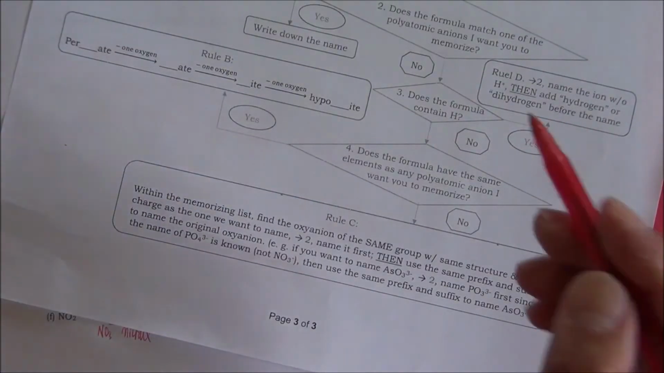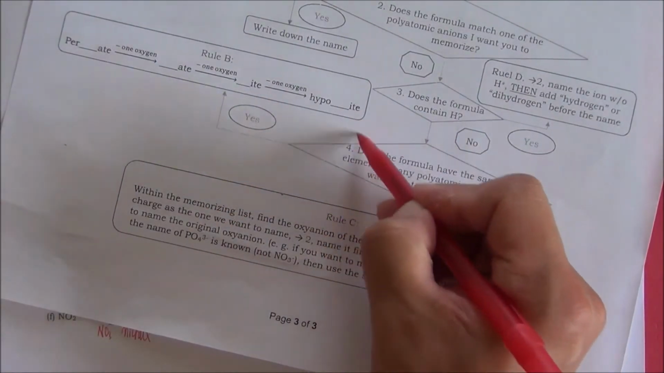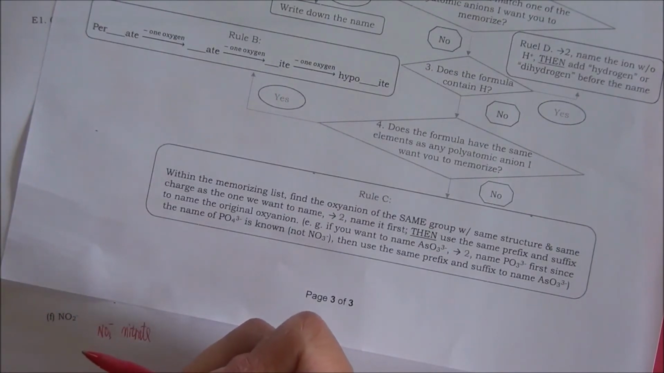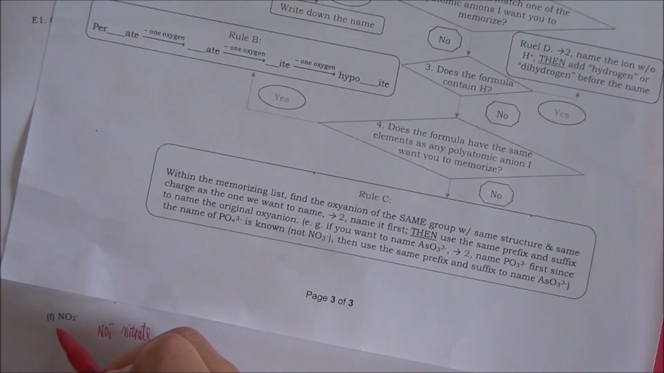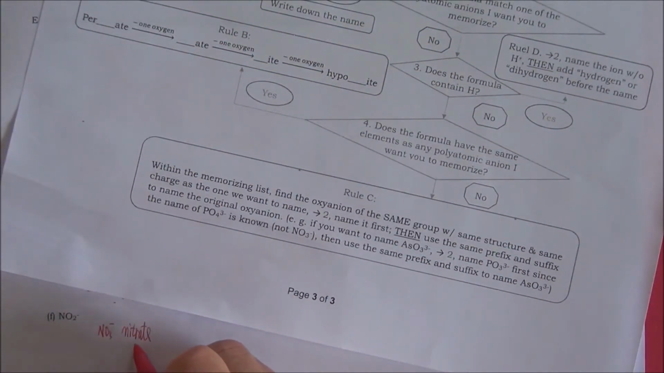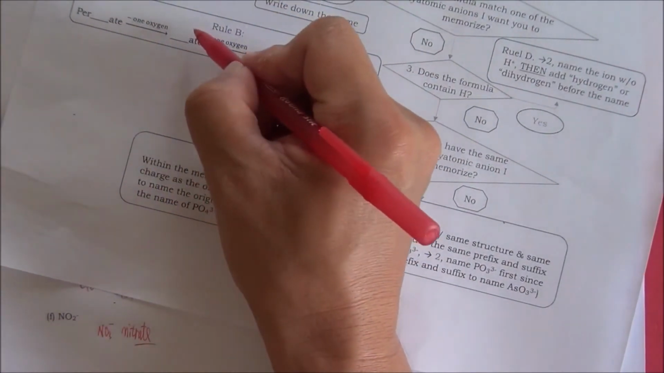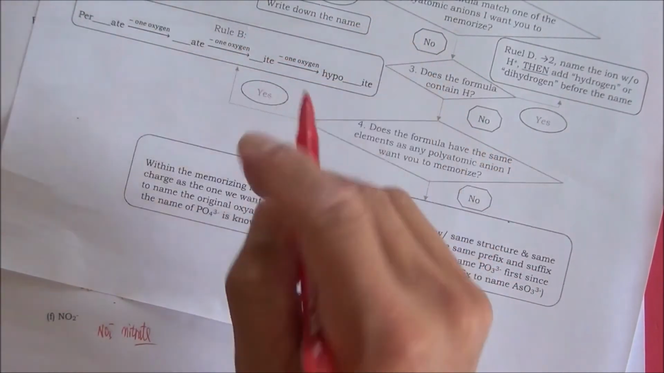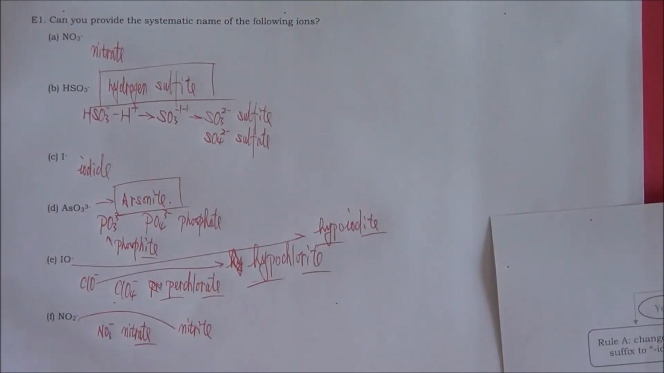Let's look at the flowchart again. The answer is yes to question number 4, because NO3 minus and NO2 minus have the same 2 elements in their formulas. Then we need to use rule B to get the name of NO2 minus. It has ate as a suffix for NO3 minus, and NO2 minus has 1 less oxygen atom than NO3 minus. NO3 minus is here, nitrate. When we take away 1 oxygen atom, we will come here. It will become nitrite.